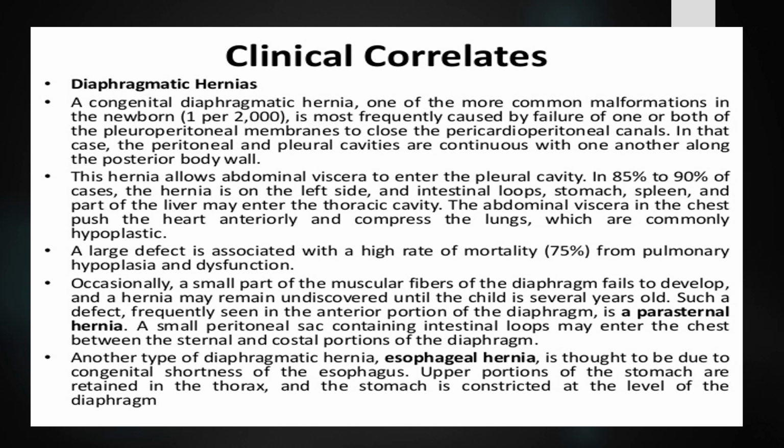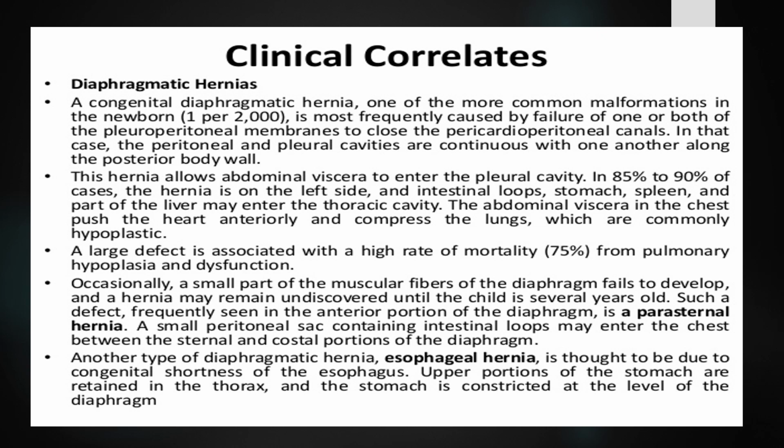So, these are the clinical correlations. Diaphragmatic hernias. Hernia is an abnormal protrusion. A congenital diaphragmatic hernia, one of the most common malformations in the newborn, 1 in 2000 babies, is most frequently caused by the failure of one or both of the pleuroperitoneal membranes to close the pericardio-peritoneal canals. In that case, the peritoneal and pleural cavities are continuous with each other along the posterior body wall. This hernia allows abdominal viscera to enter the pleural cavity.